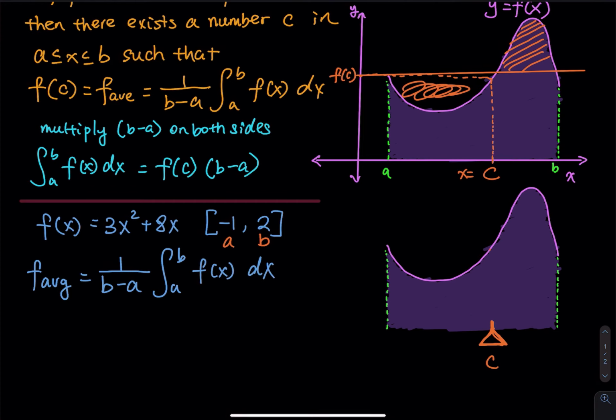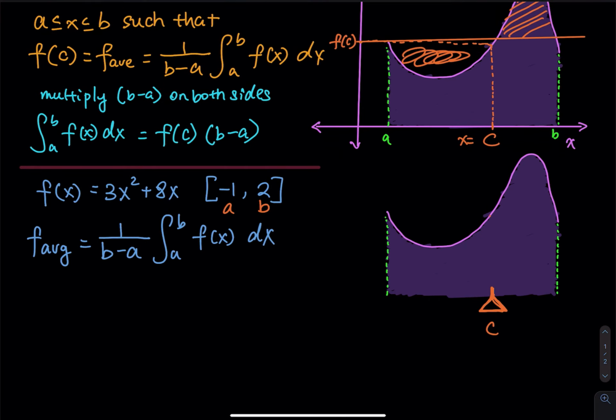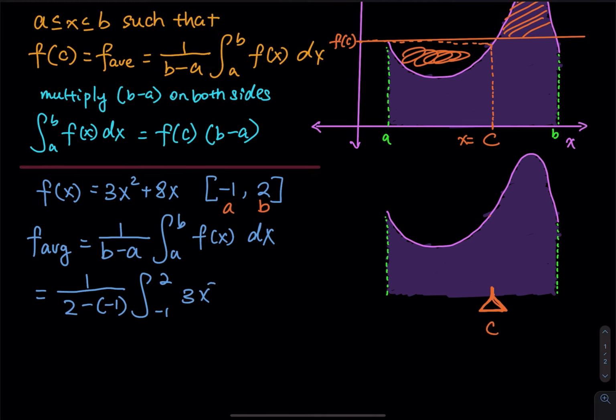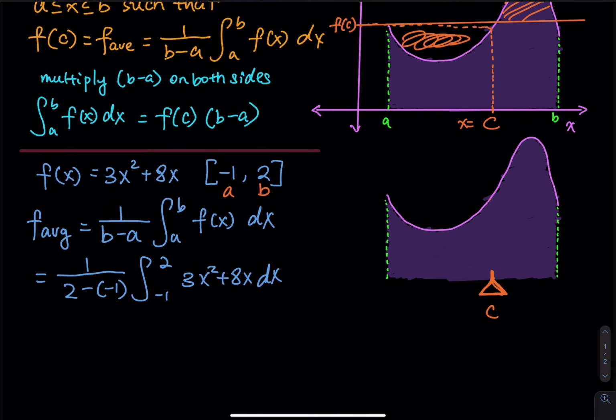So every time I solve a problem, I write the formula out so I don't need to count on a cheat sheet or a note card during exams or homework. So that is equal to 1 divided by 2 minus -1, integral from -1 to 2, 3x squared plus ax, and then dx. So that is 1/3, right?